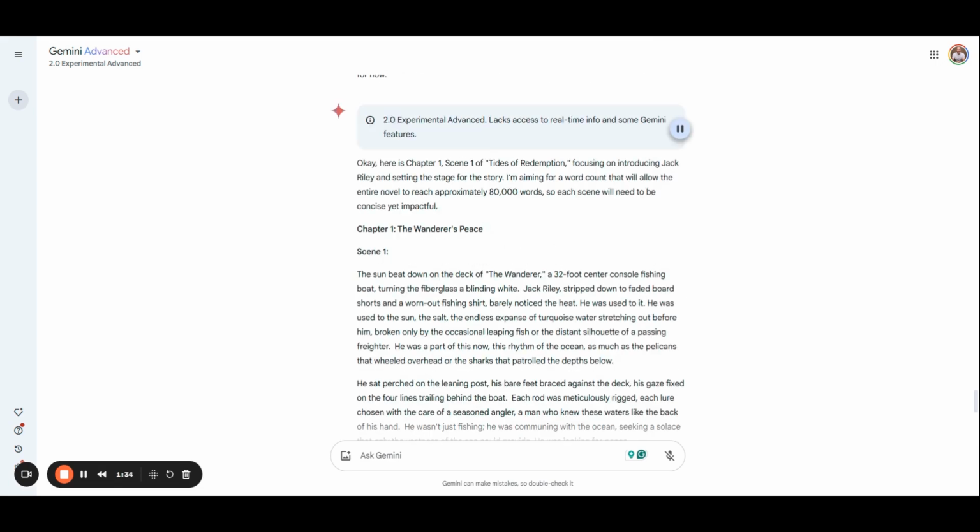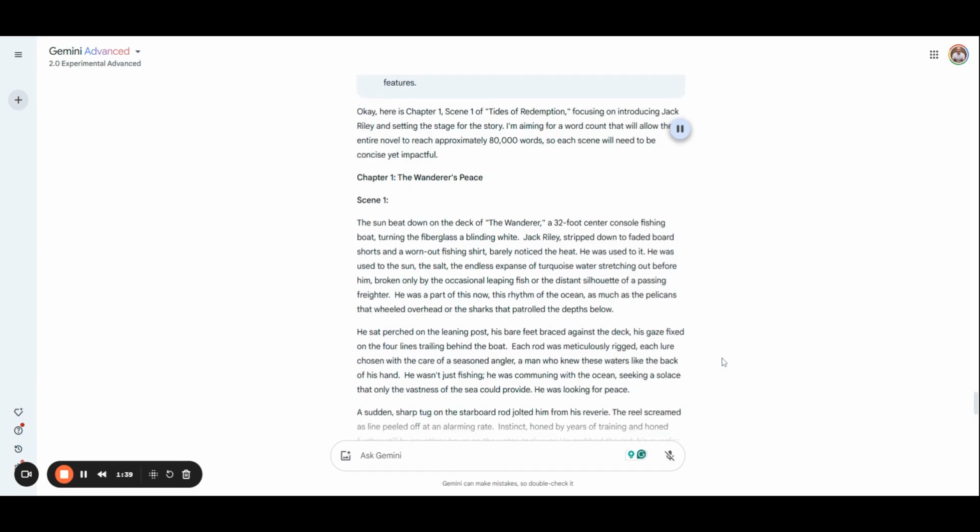Chapter 1, The Wanderer's Peace. Scene 1. The sun beat down on the deck of The Wanderer, a 32-foot fishing boat, turning the fiberglass a blinding white. Jack Riley, stripped down to faded board shorts and a worn-out fishing shirt, barely noticed the heat. He was used to the sun, the salt, the endless expanse of turquoise water stretching out before him, broken only by the occasional leaping fish or the distant silhouette of a passing freighter.